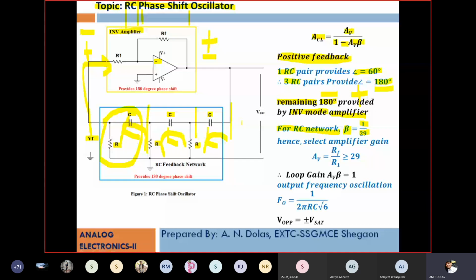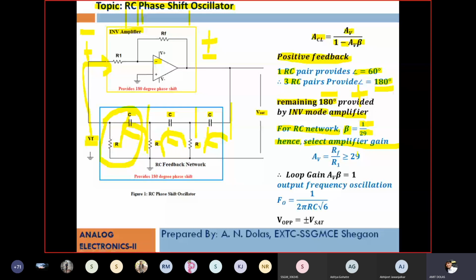So VF by V out is nothing but beta. If you see that analysis, because it will not be asked in the examination, we will not go through that. And that factor beta will be 1 by 29 for RC 3 pairs. So 1 by 29. Hence, select the amplifier gain accordingly.